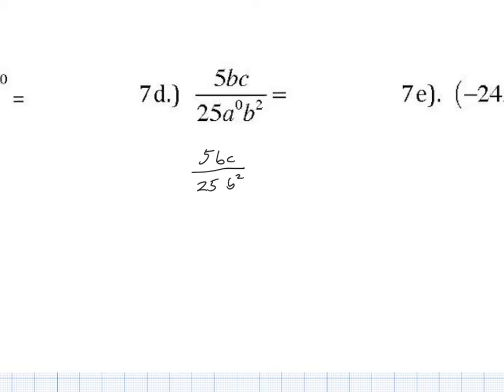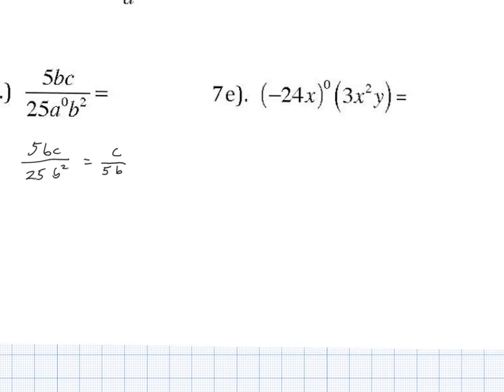Now we can simplify a little bit further. What's 5 over 25? 1/5. And there's going to be a B in the bottom and a C on the top, correct? That's it. It's just going to be C over 5B. That's the answer, right? And that is the answer. Are we good?